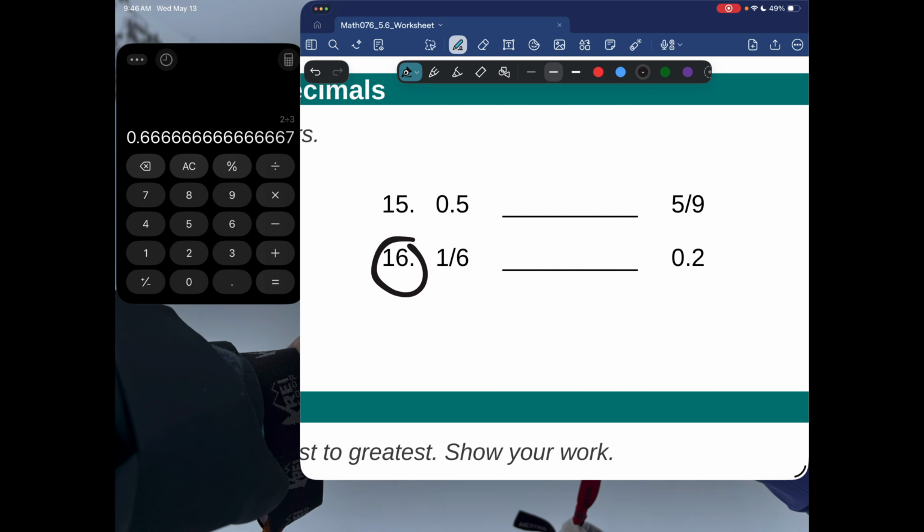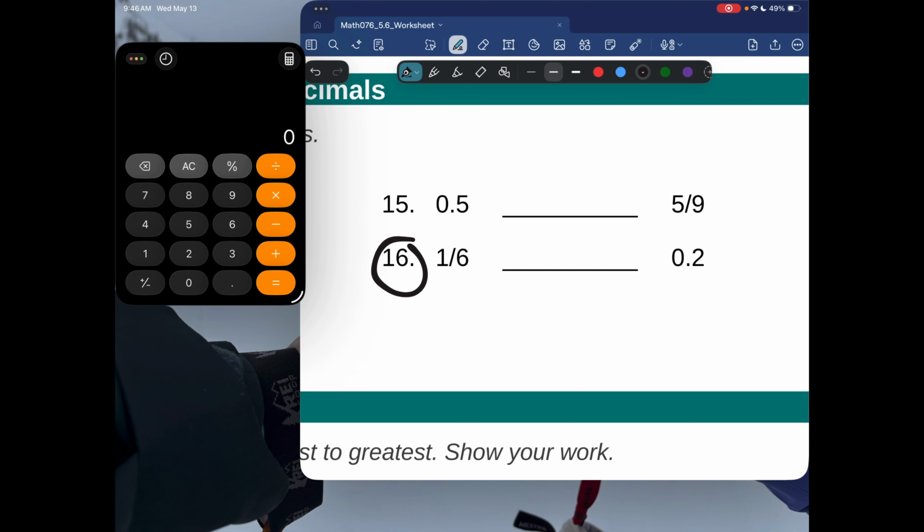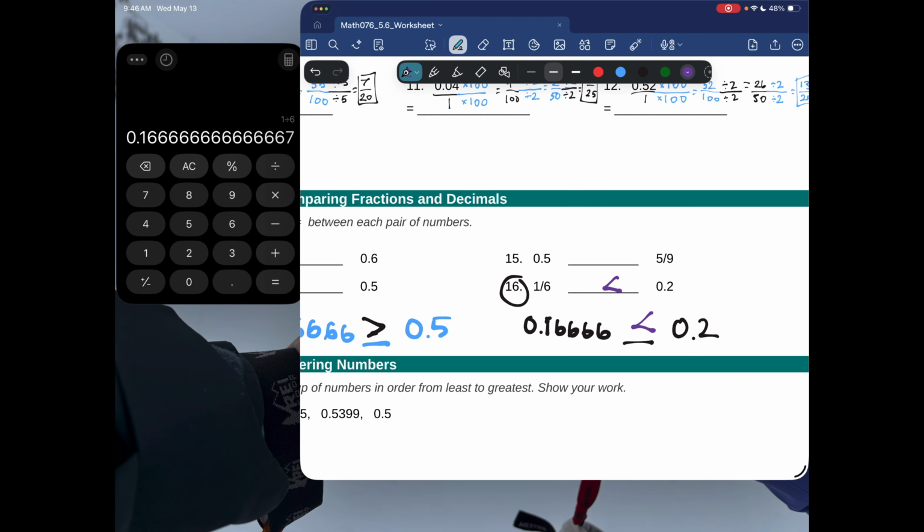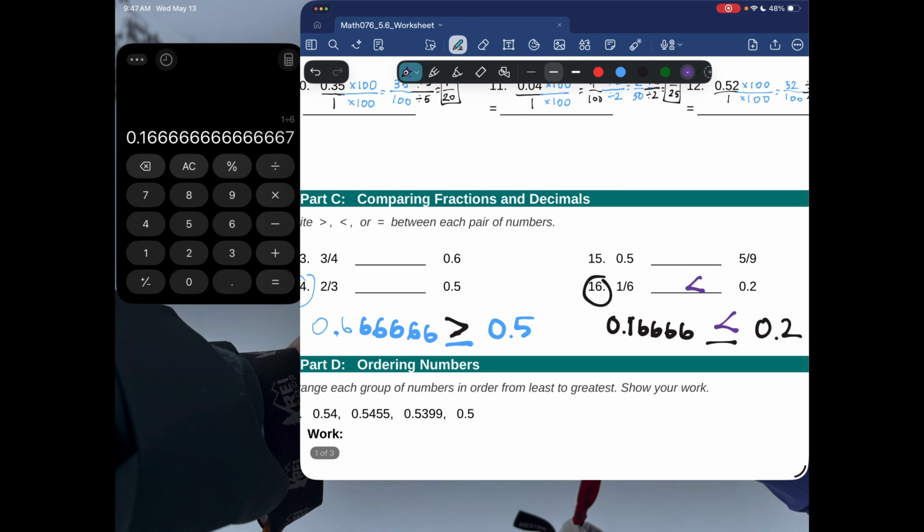Okay, 1/6, I've got to convert that into a decimal. So 1 divided by 6 gives me 0.16666, etc. And then 0.2. Which would I rather eat? 0.1666 or 0.2? I would rather eat 0.2. That sounds delicious right now. Of a cake, of a pizza, anything. It all sounds delicious.